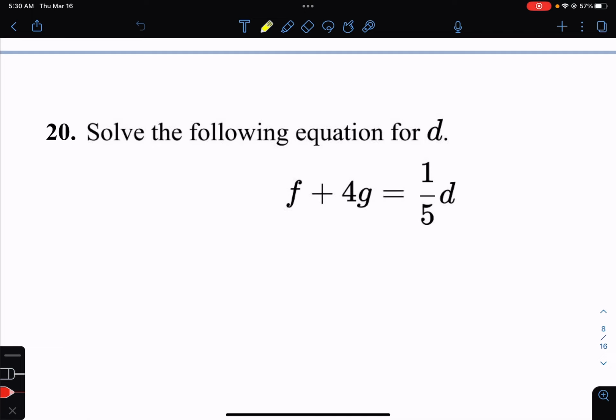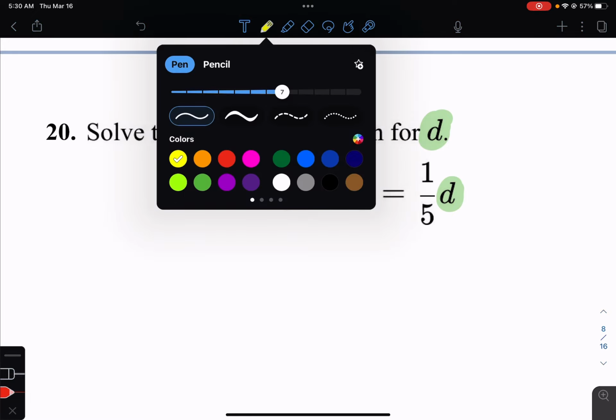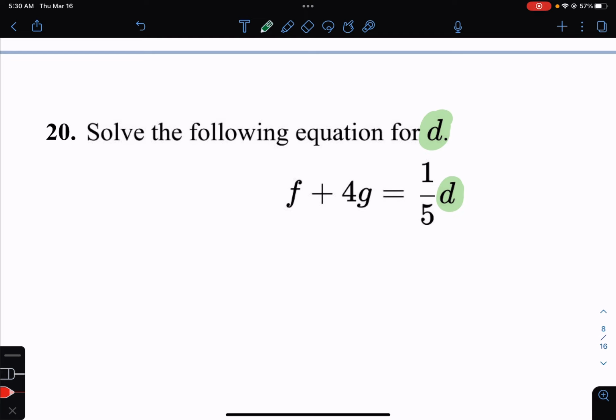So for number 20, it says, solve the following equation for d. All right, so if we're trying to get d by itself, we have to think about, okay, well, what is around d that we have to get rid of? And the only thing we really have to get rid of here is the 1/5. All right, so d is being multiplied by 1/5. One way to get rid of a fraction is to multiply by its reciprocal. Okay, so we're going to multiply by the reciprocal of 1/5.